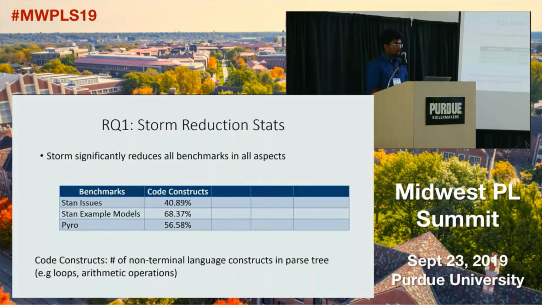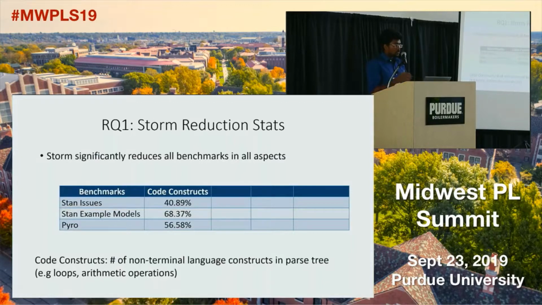So first, we try to evaluate how good the reduction quality is when we apply Storm to all of these benchmarks. So we had three groups of benchmarks. First is the Stan issues, which are test cases obtained from the bug reports of Stan. Then we have Stan example models, which are some test cases we obtained from an open source repository. And then we have some test cases from Pyro.